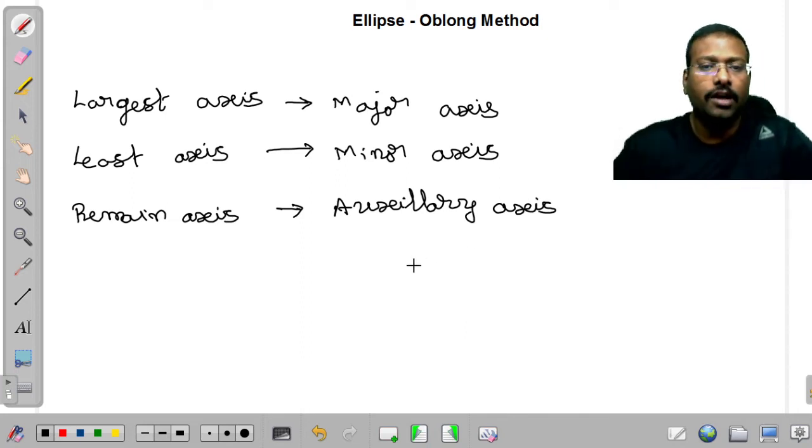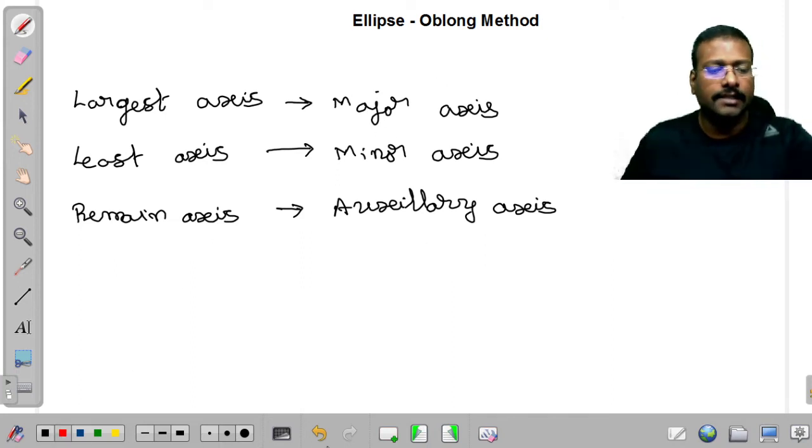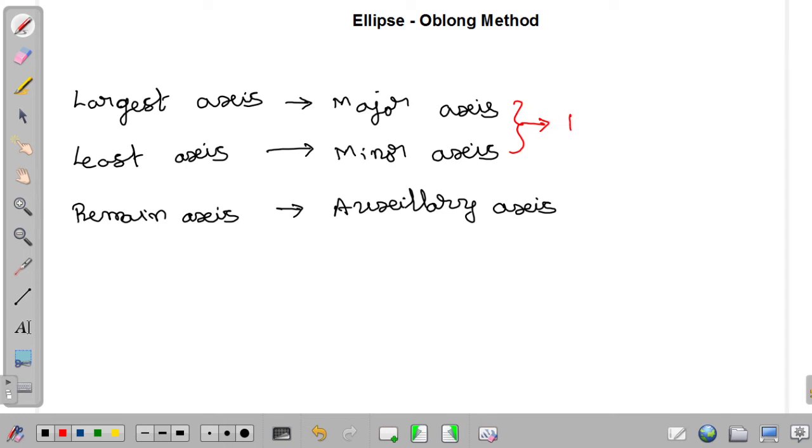Remaining are called auxiliary axes. Good. So here major and minor axes are called principal axes, and the remaining are called auxiliary axes.